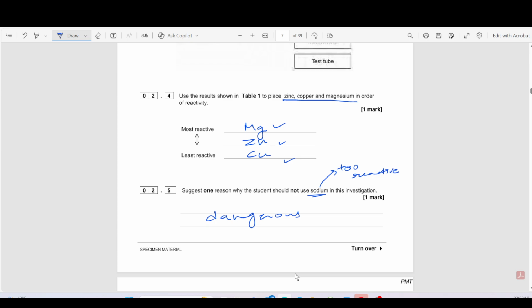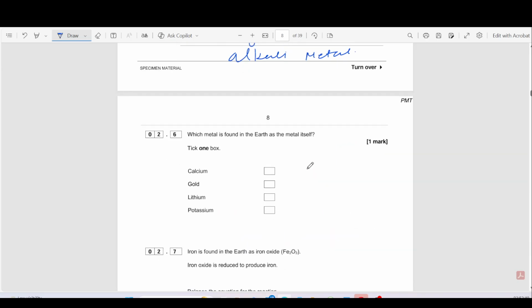It is highly reactive because its nature is like an alkali metal. It reacts violently with water and produces hydrogen gas, which can lead to an explosion also.